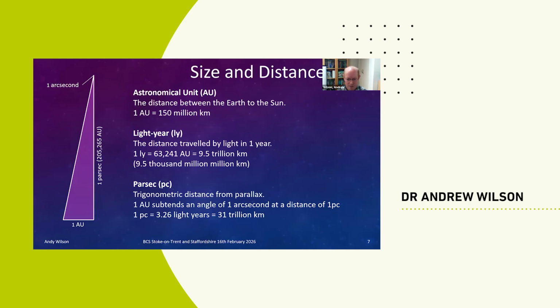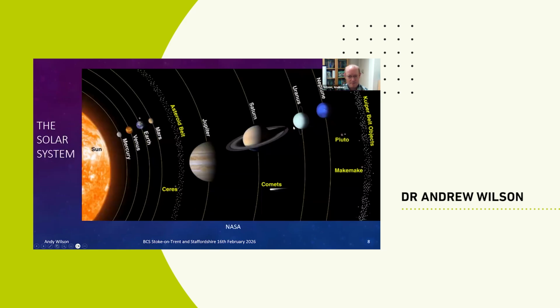However, professional astronomers tend to use the parsec, and that's because it's related to how we measure the distance to objects using trigonometry and parallax. And that's close to the light year. It's actually 3.26 light years. So they're very similar. It's just professional astronomers tend to work in parsecs.